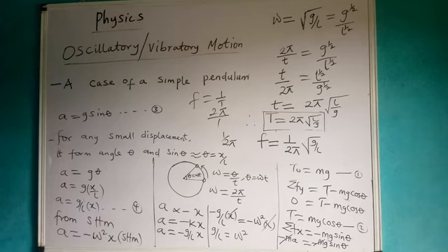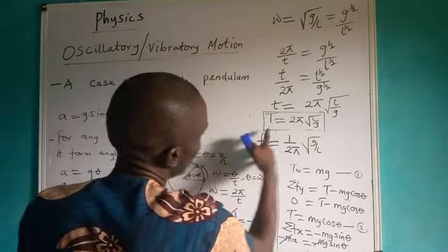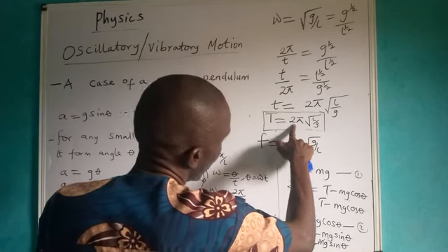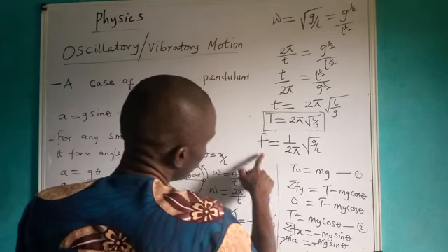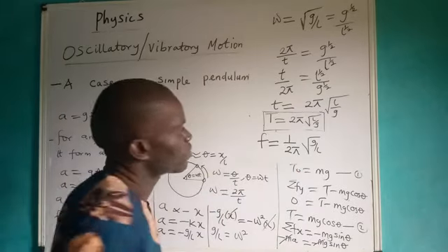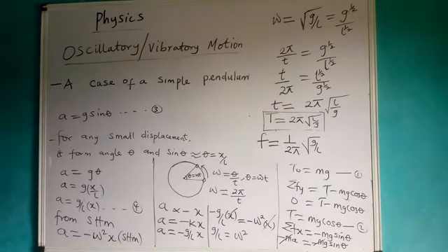Very much important. At this point, I'm going to stop here. For the time period of oscillation, the formula we use is 2 pi times the square root of L over g, while for the frequency of oscillation it is 1 over 2 pi times the square root of g over L.